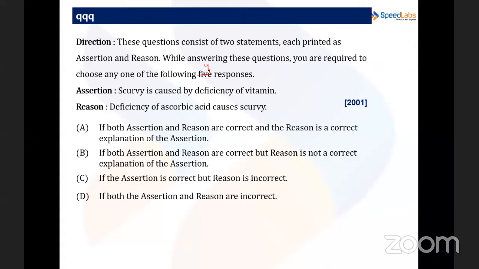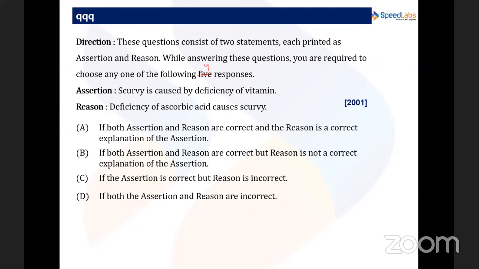Assertion: Scurvy is caused by deficiency of vitamin. Reason: Deficiency of ascorbic acid causes scurvy. Option A: if both assertion and reason are correct and the reason is a correct explanation of the assertion. Option B: if both are correct but the reason is not a correct explanation of the assertion. Option C: if the assertion is correct but the reason is incorrect. Option D: if both the assertion and reason are incorrect.